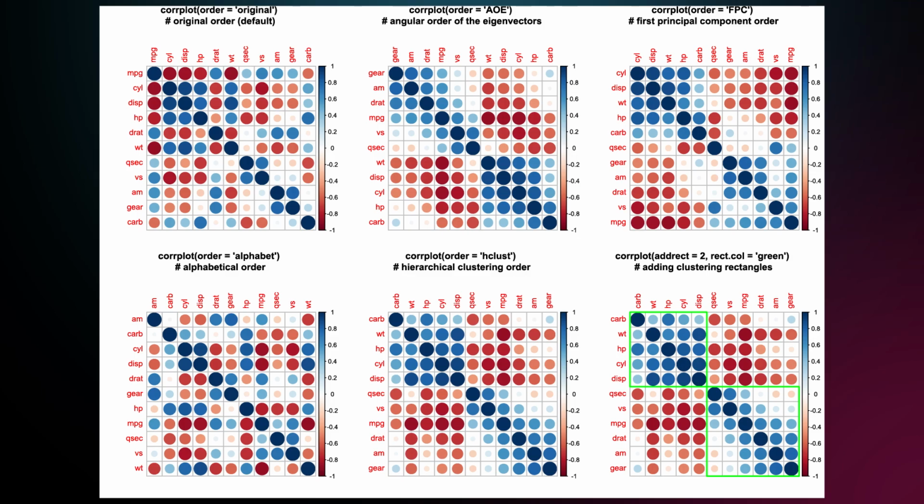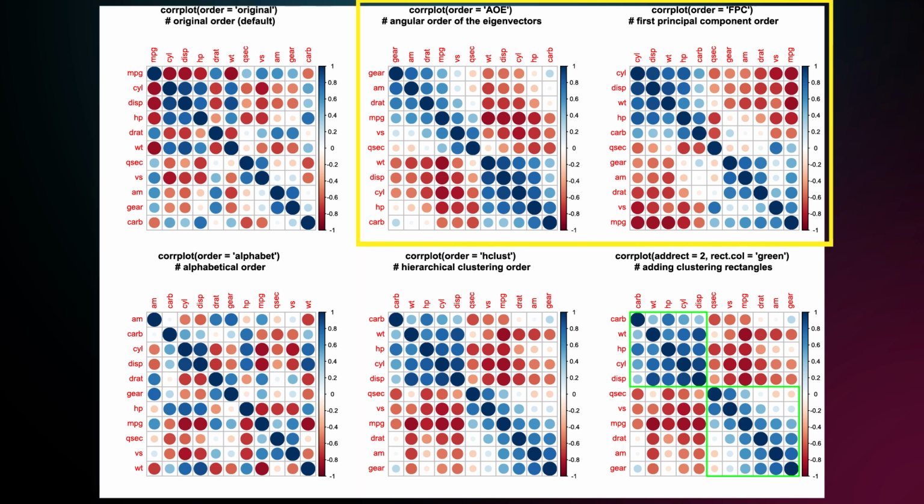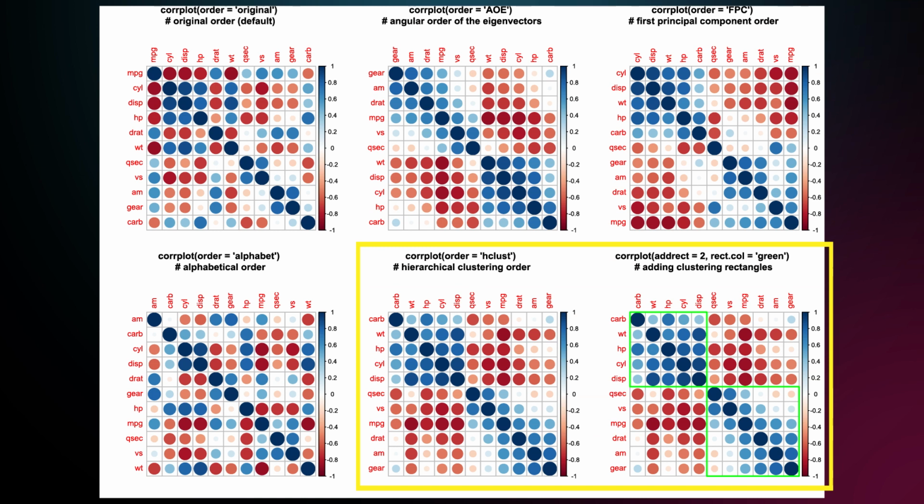The next important argument you can change is the order, which groups variables according to their correlation. On the left column, you see the original order on top and alphabetical one below. In the top middle and right, you see order by angular order of eigenvector and first principal component. And in the bottom middle, you see hierarchical cluster with hclust. And in the bottom right corner, I added two green rectangles with addrect equals 2, and with rect.col equals green, I made the rectangles bright green. And now you can immediately see which variables are strongly positively correlated and cluster together.